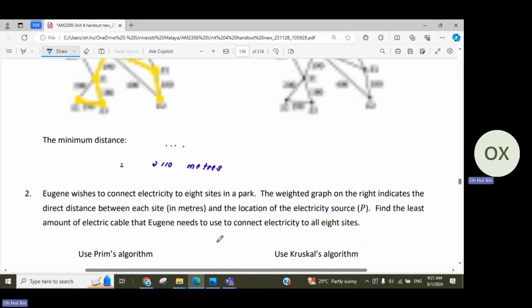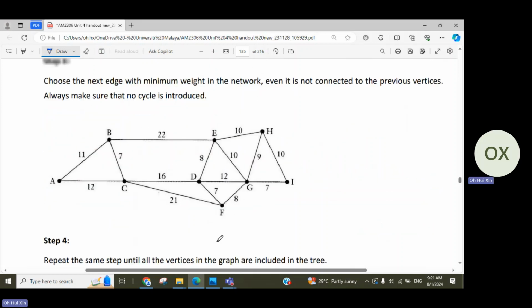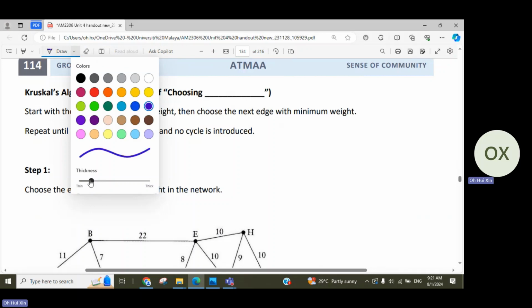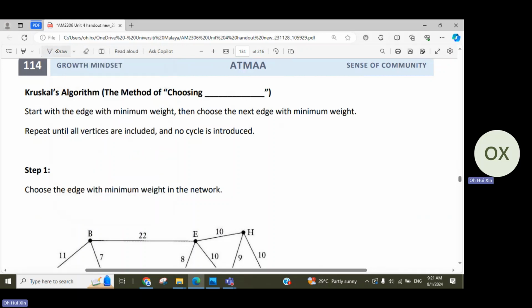After this, we are going to move on to the last part, which is Kruskal's algorithm. Kruskal's algorithm will be quite straightforward. It's actually quite a short part compared to Prim's algorithm. Kruskal's algorithm is a method of choosing the edges.